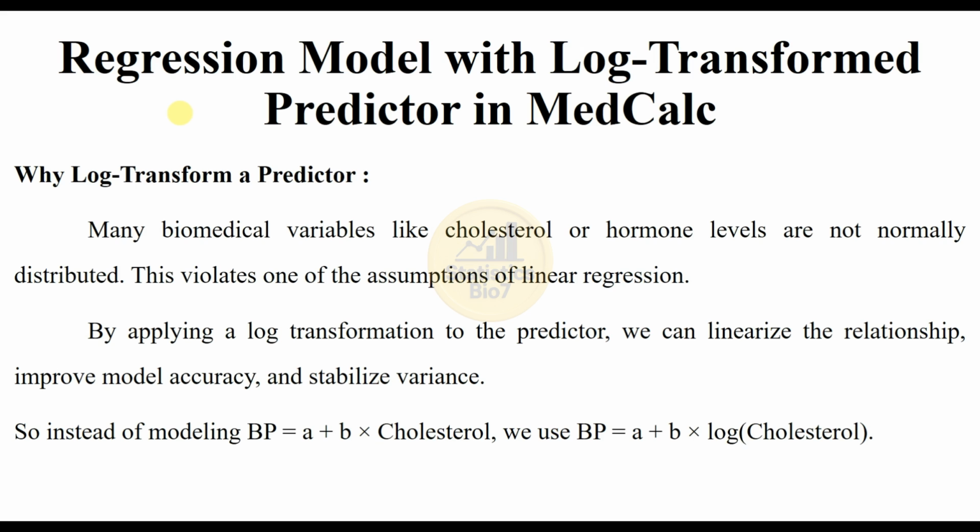Why log transform a predictor? Many biomedical variables like cholesterol or hormone levels are not normally distributed. This violates one of the assumptions of linear regression. By applying a log transformation to the predictor, we can linearize the relationship, improve model accuracy, and stabilize variation. So instead of modeling blood pressure equal to A plus B times cholesterol, we use blood pressure equal to A plus B times log cholesterol.